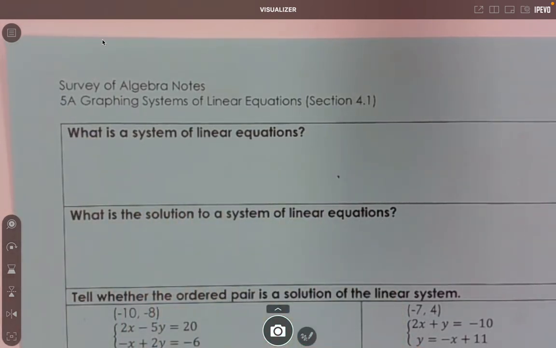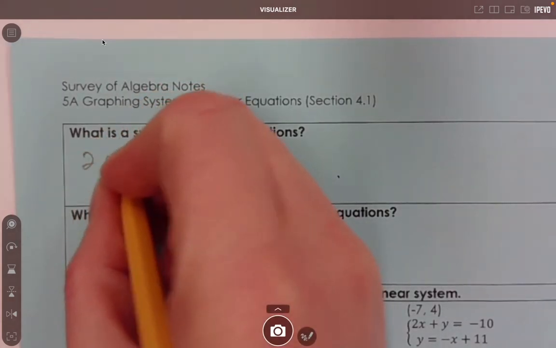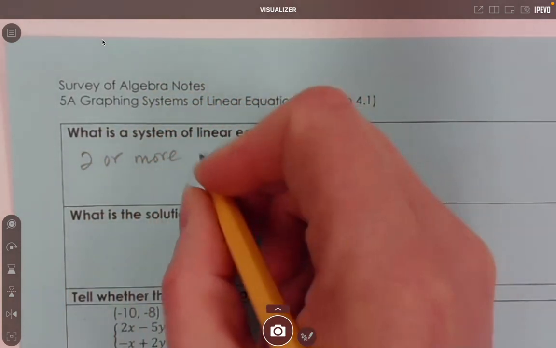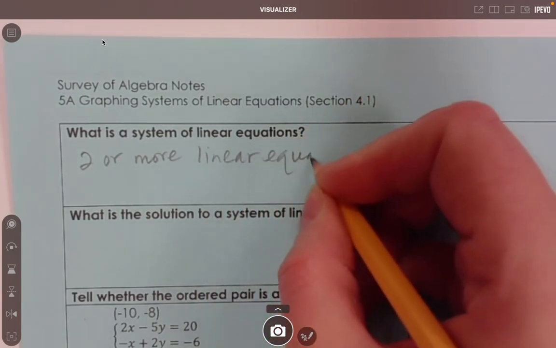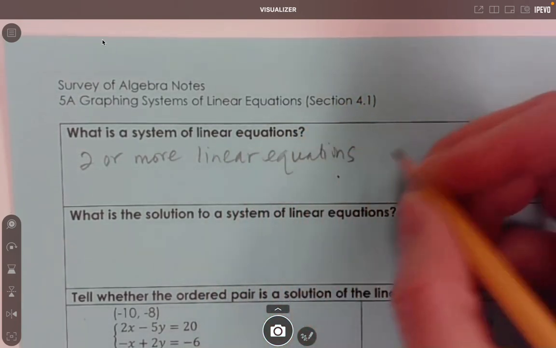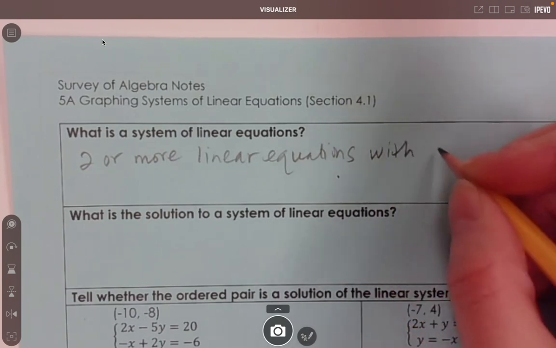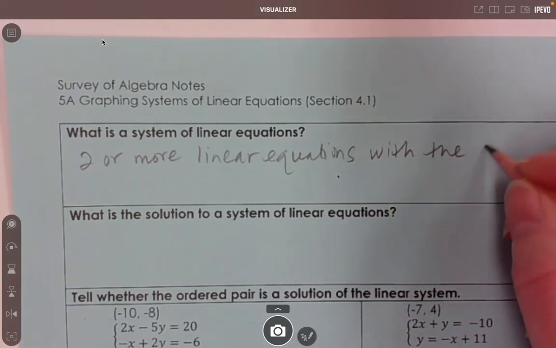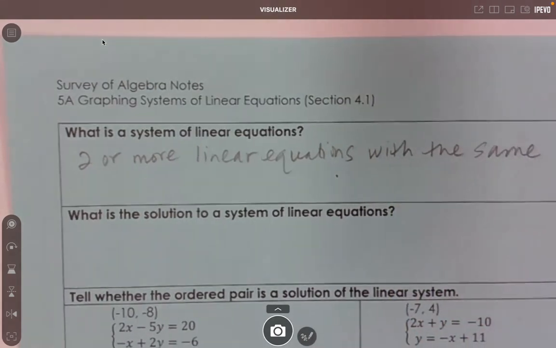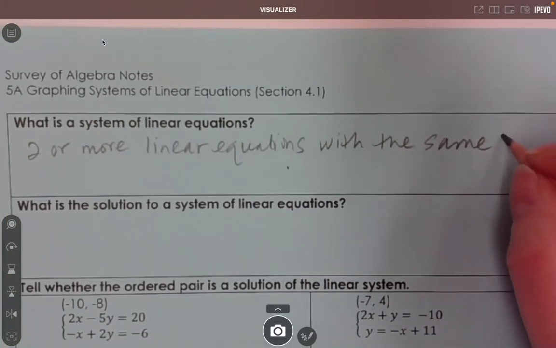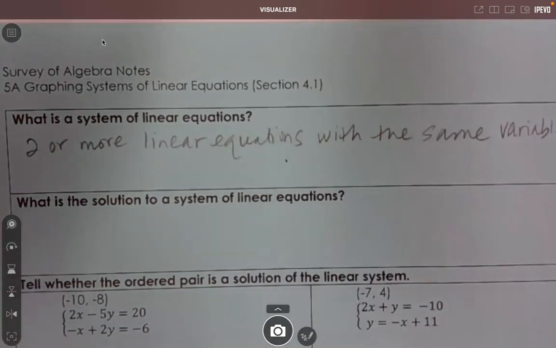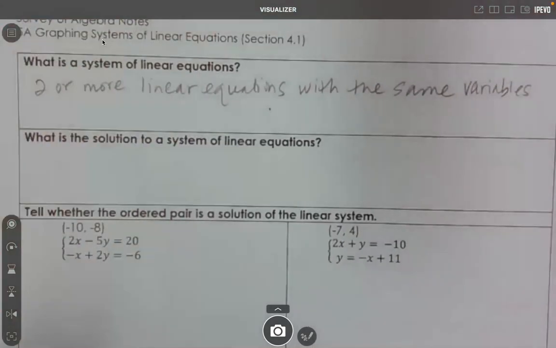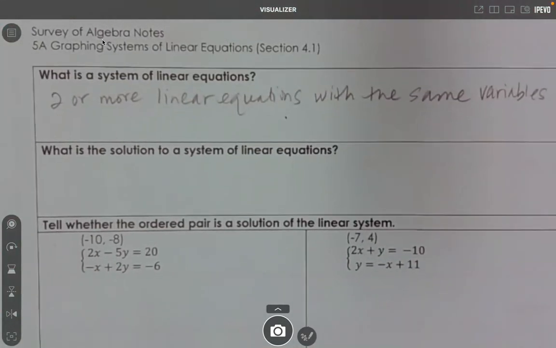So a system of linear equations is two or more linear equations with the same variables. Let's see if I can squeeze the word variables in here. Not quite. We'll adjust our camera a tiny bit. So two or more linear equations with the same variables.